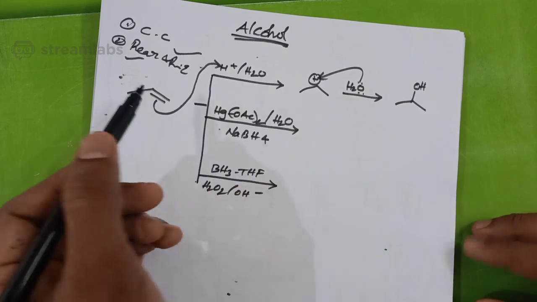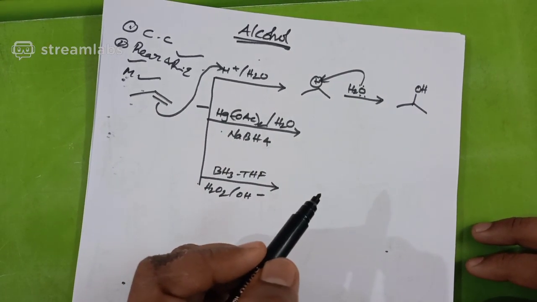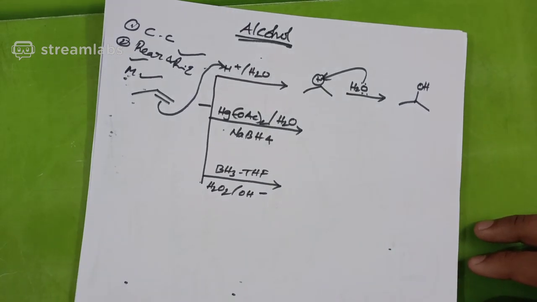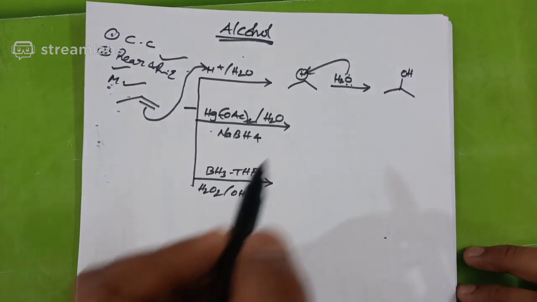Otherwise it usually follows Markovnikov's rule. But in a rearrangement or ring expansion case, there is no Markovnikov's rule. Don't check Markovnikov's rule. It's a very important point. I'll give you one example, and you'll get the idea.